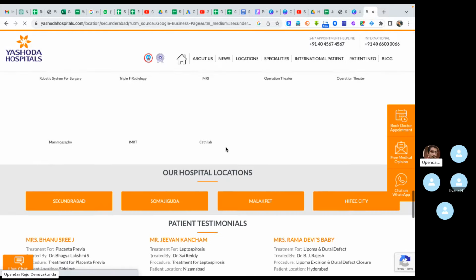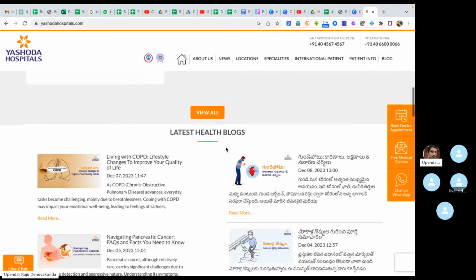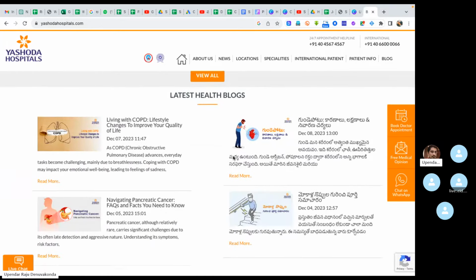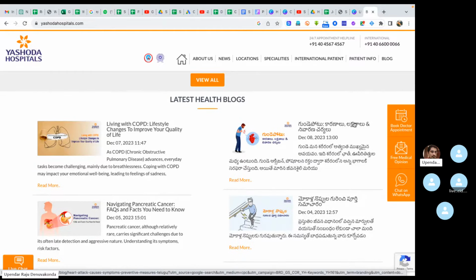Yeah. So now if you can go down, so you can see these are the blocks. So cardiac arrest, reasons and symptoms, and how we can prevent. You can see the content in Telugu. So you can try to read these blogs, and Yashad Hospitals is creating or making these blogs to educate the people. So by educating the people, also they're trying to reach more and more people.